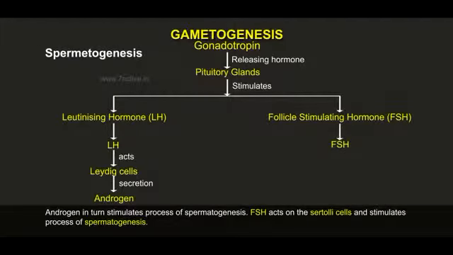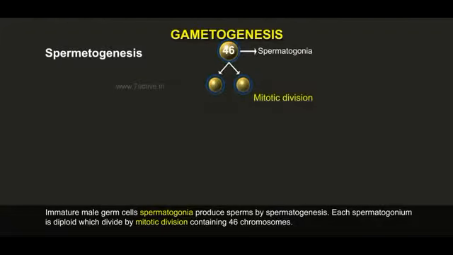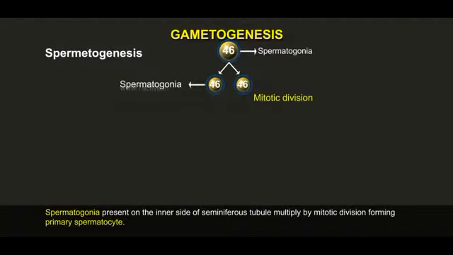FSH acts on the Sertoli cells and stimulates the process of spermatogenesis. Immature male germ cells, spermatogonia, produce sperms by spermatogenesis. Each spermatogonium is diploid, containing 46 chromosomes, and divides by repeated mitotic division. Spermatogonia present on the inner side of the seminiferous tubule multiply by mitotic division forming primary spermatocytes.